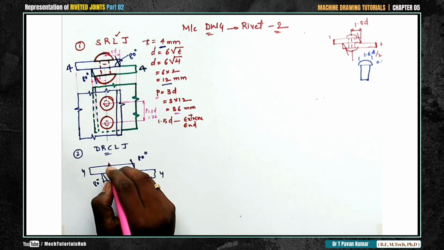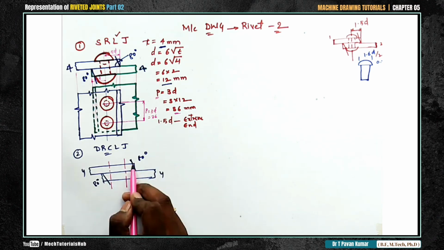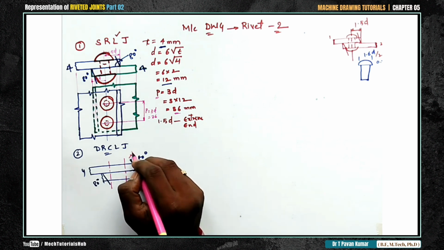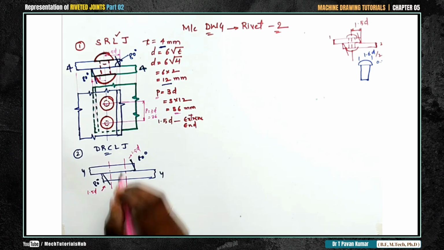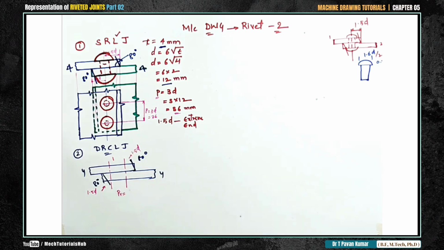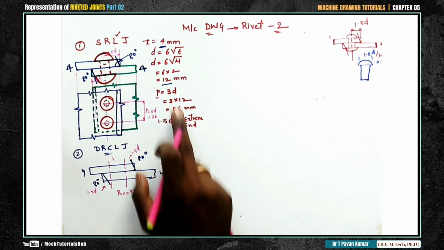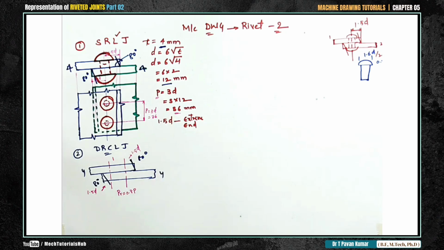There are two axis lines. From here to here, this distance is going to be 1.5d. Similarly, in this case also it is 1.5d. In between the two, there is a distance which is PR. We have discussed already in the last lecture: for chain, PR is 0.8P. P value we already know, so accordingly calculate the PR value.